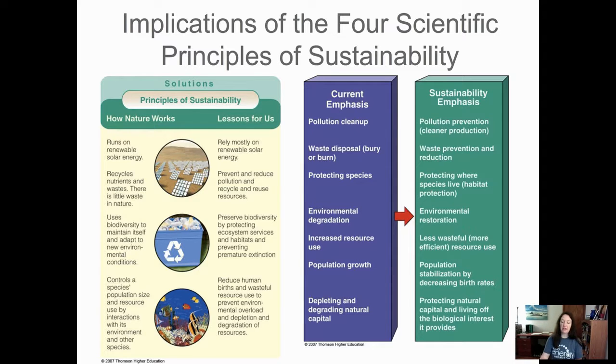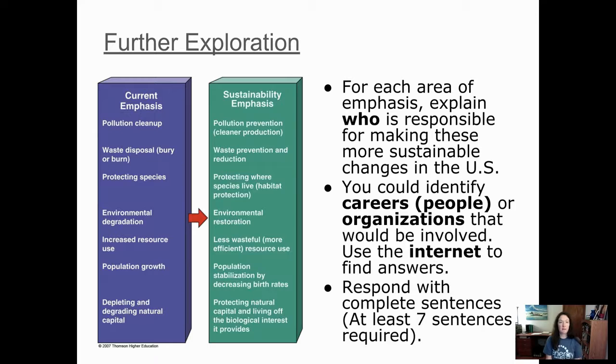So this final graph here, on the current emphasis of our society versus the sustainability emphasis, is where I want you to do a little bit more research. Over the course of the year, I want you to explore what careers or what people actually do this kind of job. Because in some way you might want to add a sustainability minor to your college degree, or you may want to pursue a career in one of these areas. So throughout the year, I'm going to try and incorporate that into our notes and our activities.